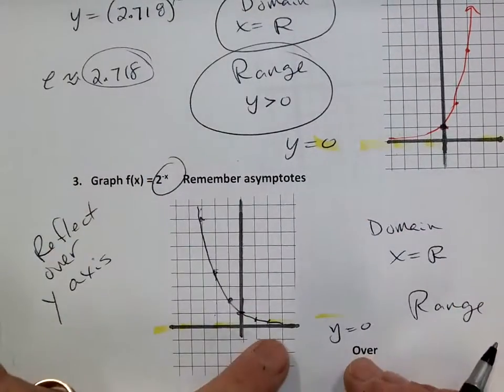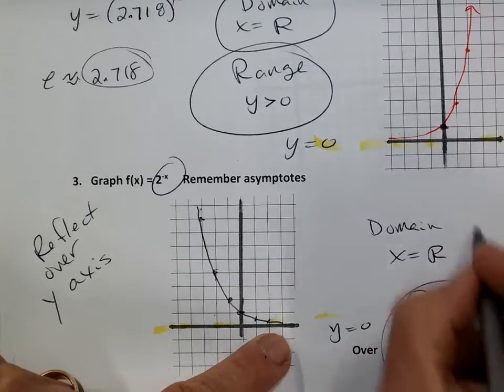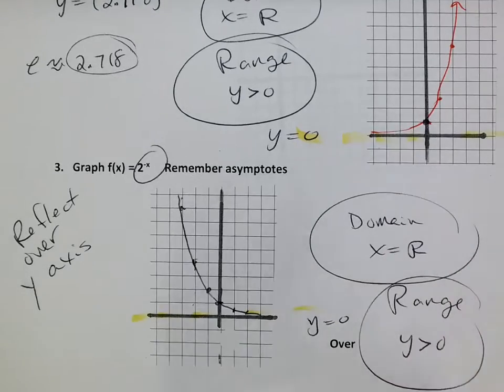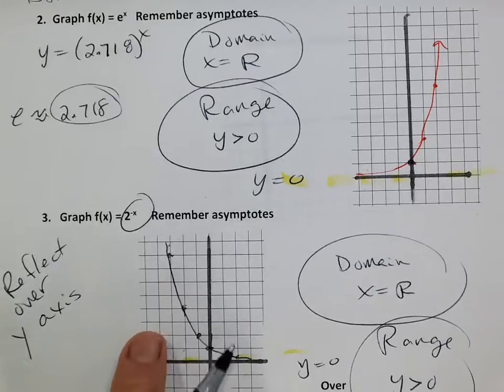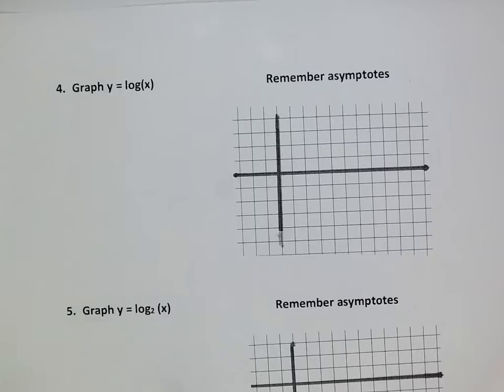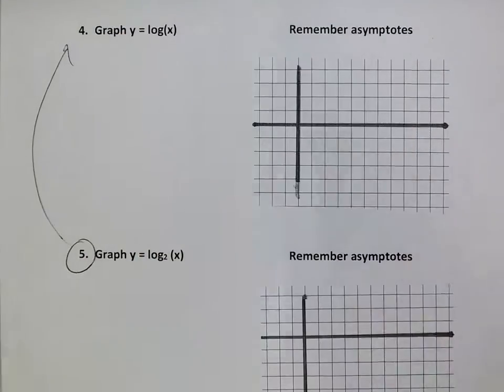It doesn't really start at 0, but it starts above 0, so y is greater than 0. Domain, range. Okay, thumbs up. Now, on the next piece, we want to graph its inverse, which is going to be the logarithms. Let's first do 5, and then we'll come back to 4, okay?